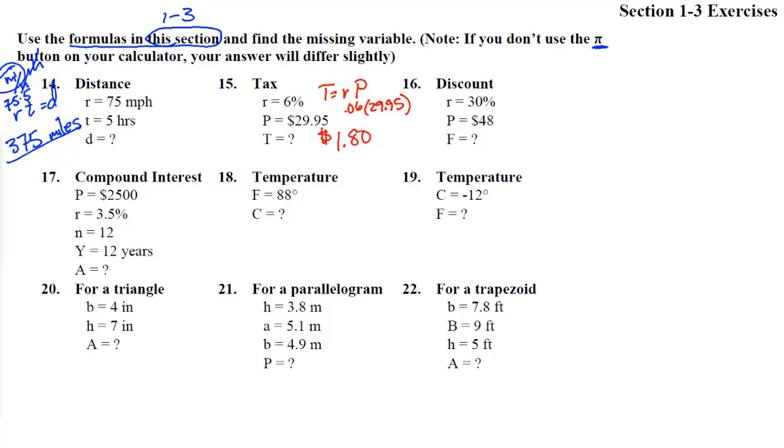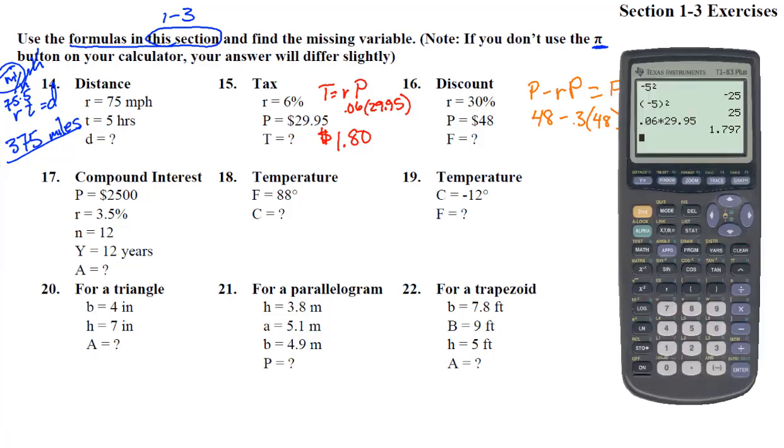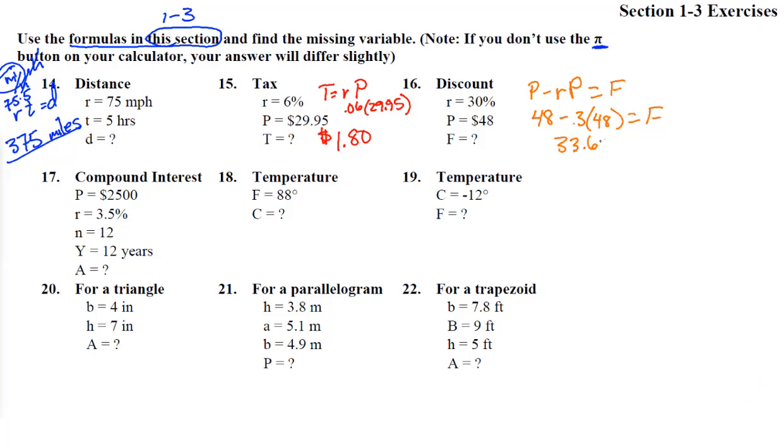All right, discount. Now remember this one was P minus RP equals F. So 48 minus 30%, that's 0.3 times 48 equals the final price. And notice what's happening here. This is two problems in one. This is 30% of 48, which is how much money you save, subtracted from the original 48 will give you your final price. So 48 minus 0.3 times 48 is 33.6. So that'd be $33.60.